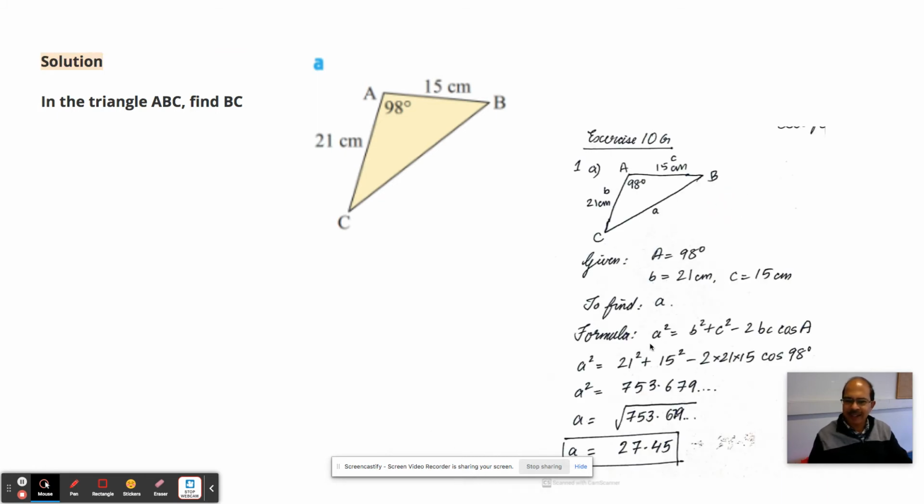So hopefully you tried the problem out, and let's discuss the solution. It's important that you write what's given and what is to be found. In this case, you're given the angle and two sides, which are on either side of that angle, and you're asked to find A. Once again, use the formula that's appropriate to what you need to find, which is in terms of A. Plug in all the terms, take the square root at the end as required, and find the value of A.